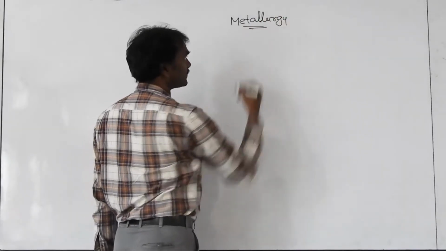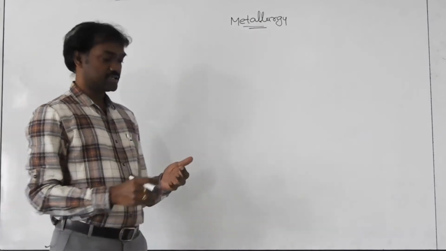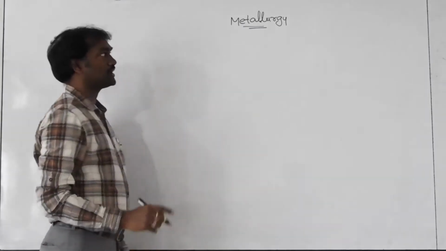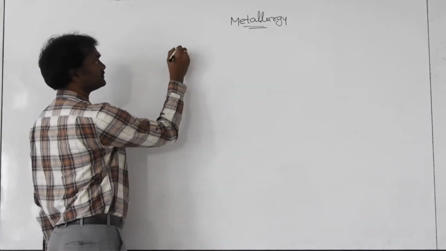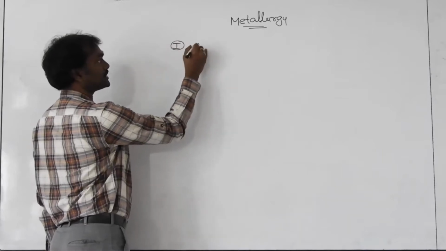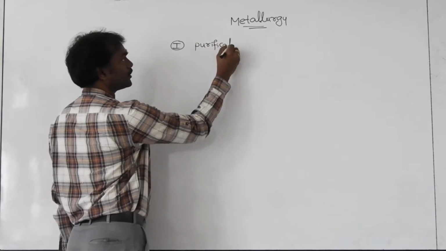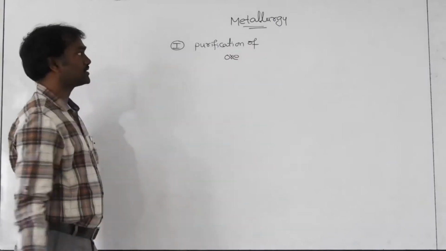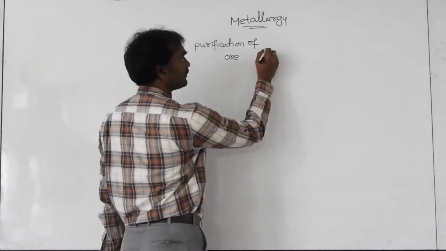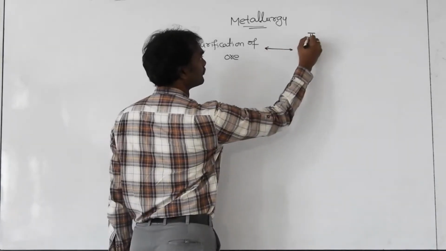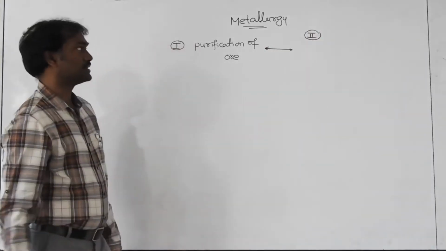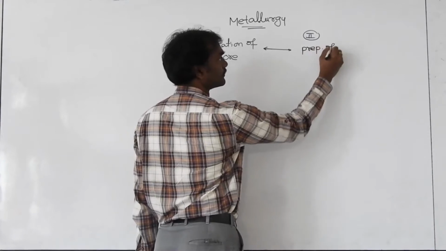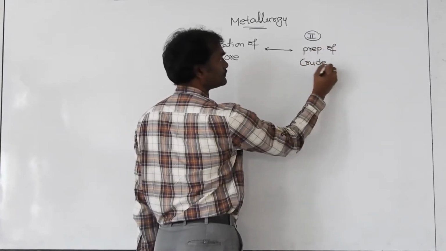In this chapter we saw minerals and ores, and shortcuts were also provided. In metallurgy, what are the main important points? First, purification of ores. So the first step is the purification of ore. Next, the second important point is preparation of crude metal.